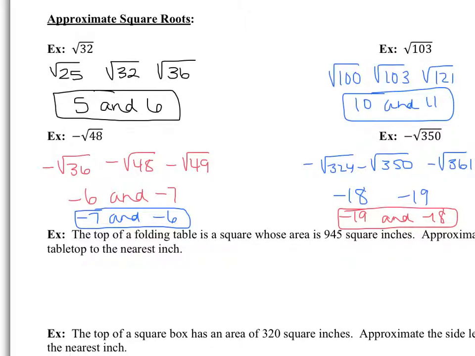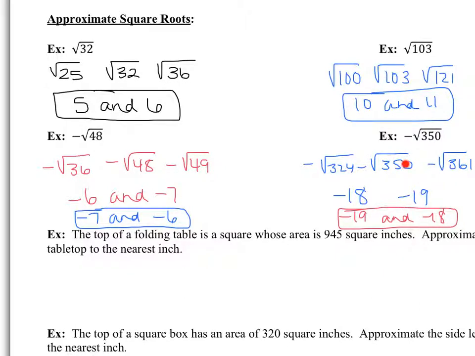Since 103 falls between 100 and 121, the square root of 103 would be between those square roots, which are 10 and 11. 48 falls between 36 and 49, so the square root of 48 would fall between those square roots, which are 6 and 7. Since it's negative, you just make them both negative in the end, and if you want to be fancy, on a number line you'd see them written in this order, because negative 7 would be farther left and negative 6 would be farther right. But I would take either answer.